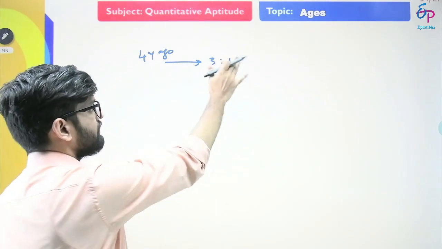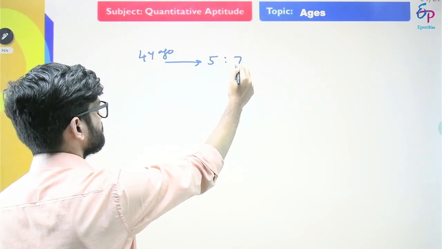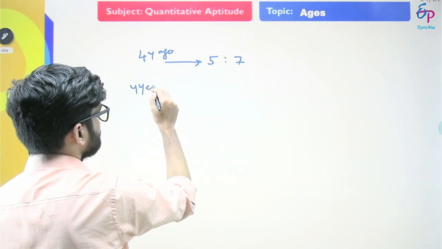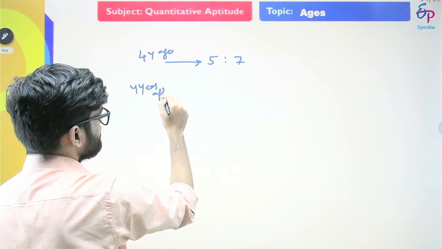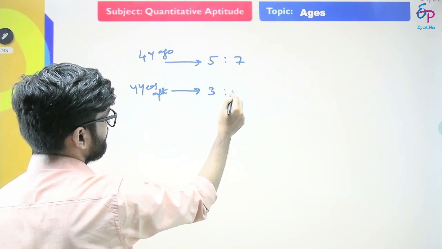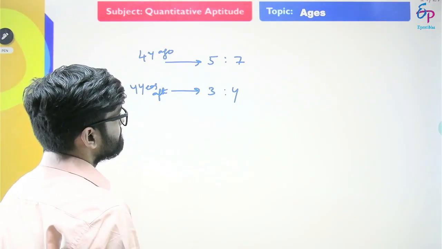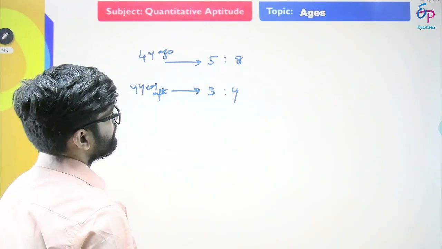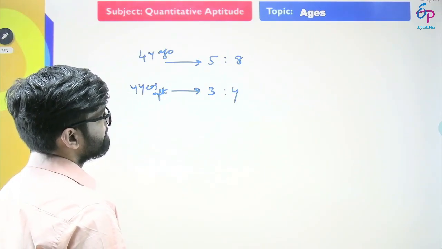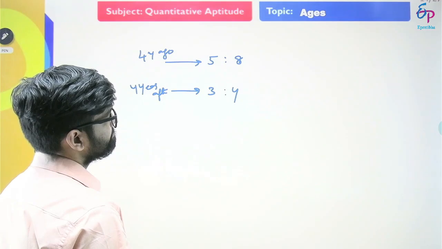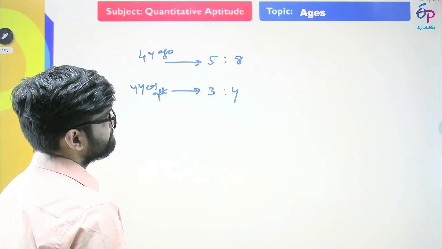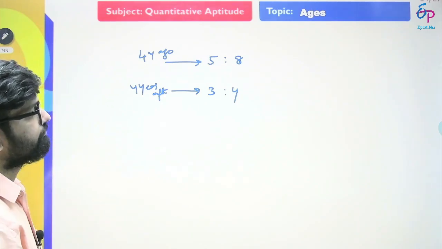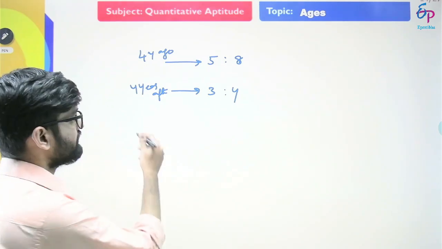Okay, or let's say 5:7 only. 5:7, and 4 years hence, 4 years after in the future, it will be 3:4. 5:8, if I take 5, just give me 1 minute. Okay, perfect. What are the present ages if I take?